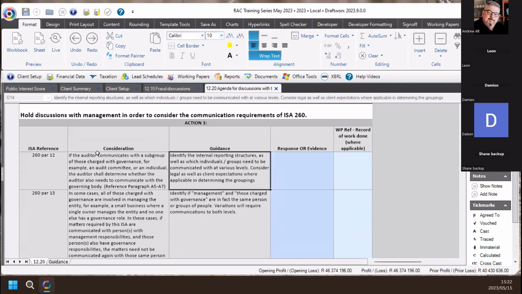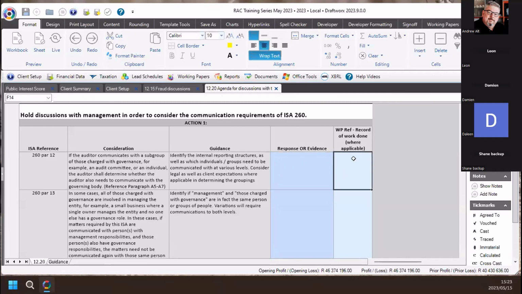The point is, here is a consideration of how we need to communicate with those charged with governance. It's not necessarily one particular instance of communication, but it's speaking about if one of these things occur. If something around this occurs, here's some guidance. Go and identify internal reporting structures, consider legal and client expectations, and then give response how you address this issue and where you've actually gone and communicated various information.